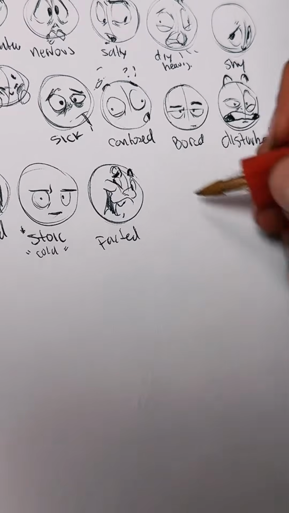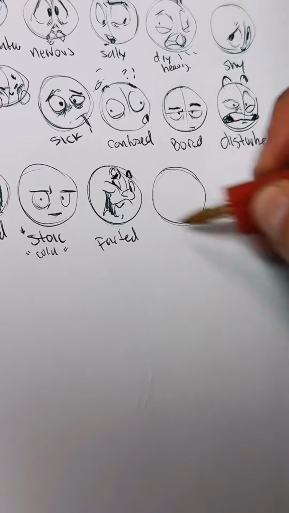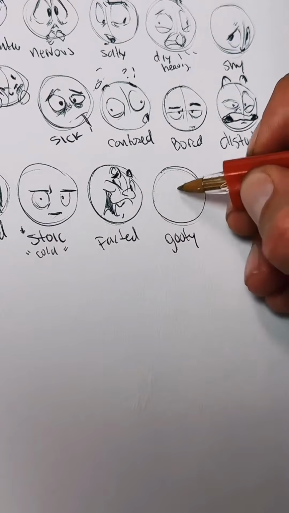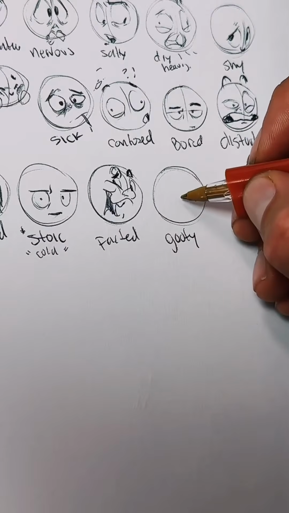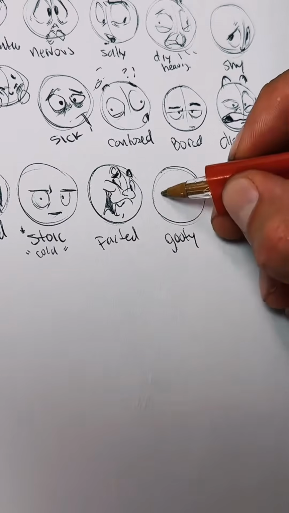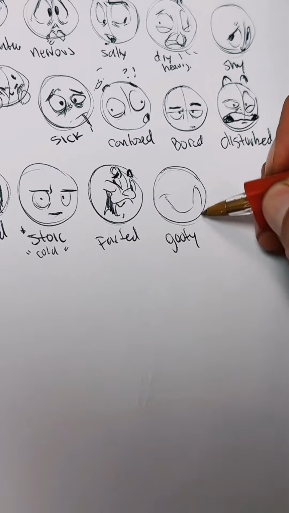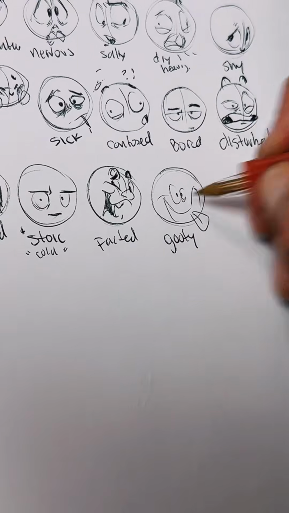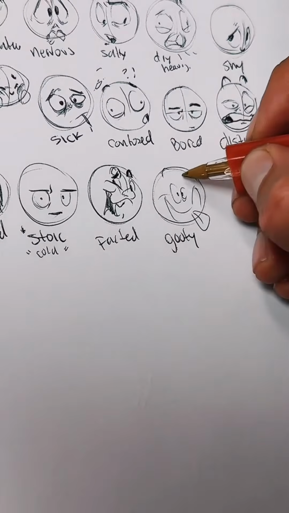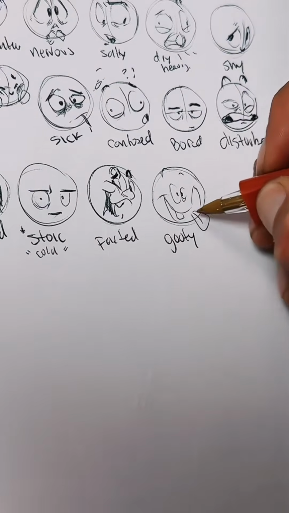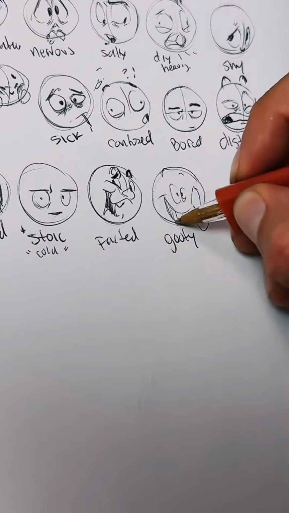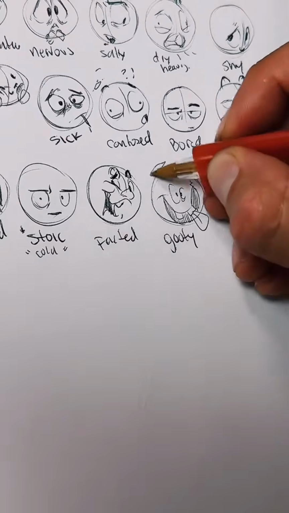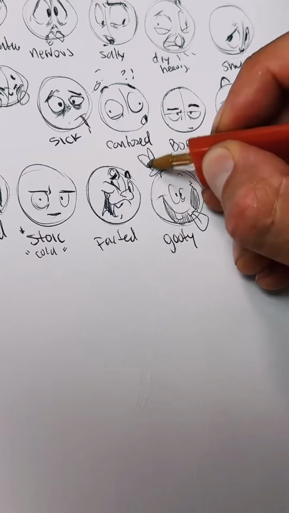What was it? Goofy. Okay, let's do goofy. Goofy could be a couple different ways. Could be like slapstick goofy with like the tongue out and everything. That could be goofy. Or we can give him like a goofy hat.